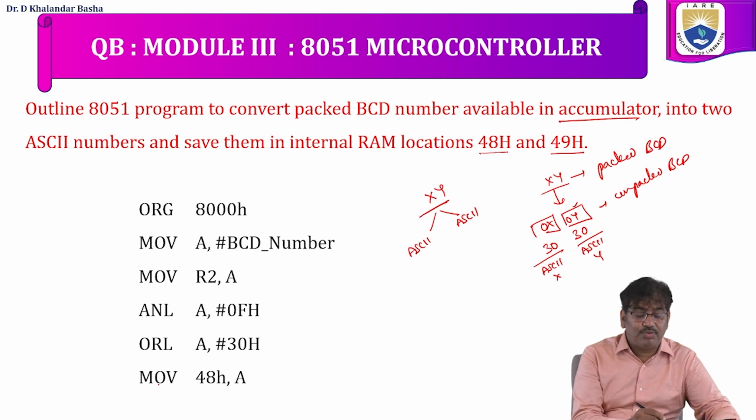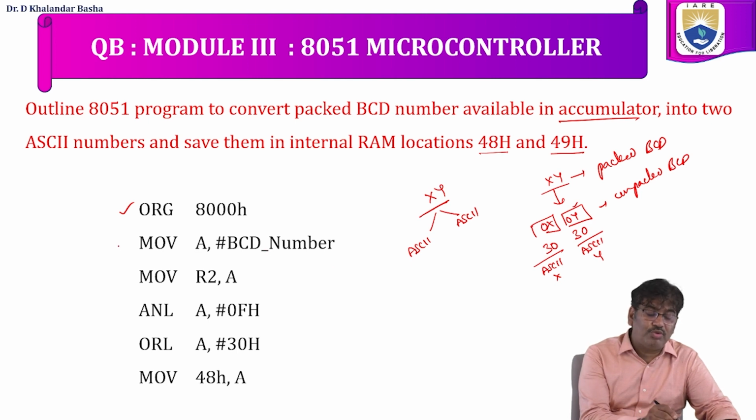So for this, the program will start at 8000 location. Whatever BCD number we want to convert into ASCII will be moved into the accumulator by using MOV A, BCD number. As we want to perform these two operations, a backup copy is loaded into the R2 register by using the instruction MOV R2, A. For fetching only the lower 4 bits, AND with 0FH.